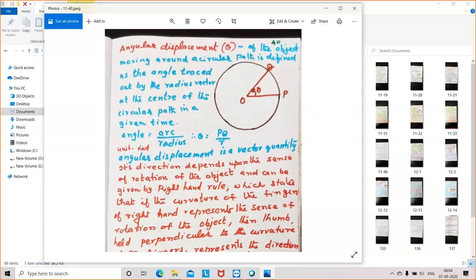And how do you find the angle? Arc length by radius. Join P to Q; that will give the arc length. Arc length by radius will give the angle. Angular displacement is a vector quantity. How will you find the direction of the angular displacement? For that you have to use the right hand thumb rule. And I will show another figure.